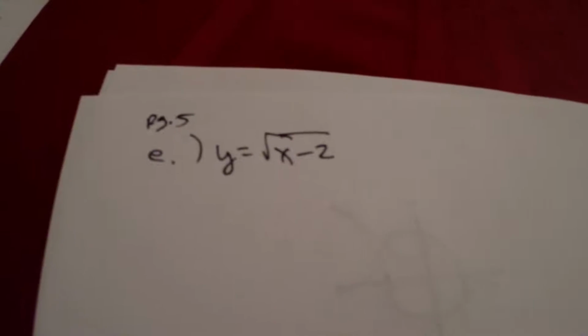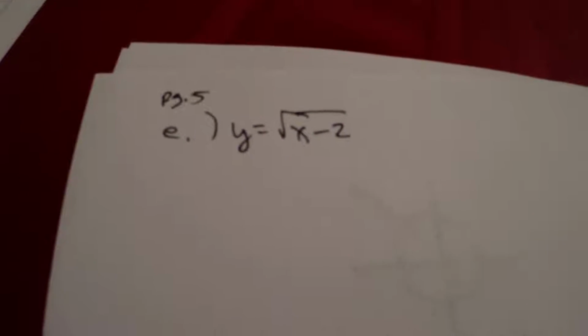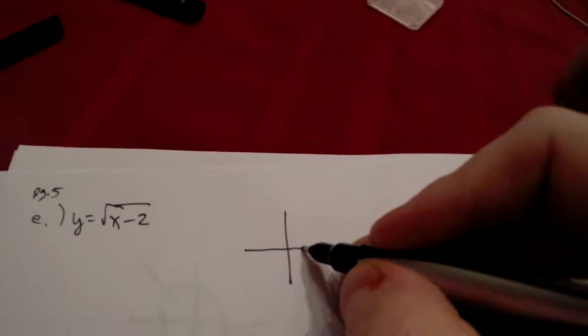Alright, we're on to page 5, letter E. So this is y equals the square root of x minus 2. If you think of the graph of this function, it's going to look like this. Thinking about the graph is not necessary, but if you do, it helps to deduce what it's going to be. So looking at this picture, I'm pretty sure it's going to be symmetrical with nada.